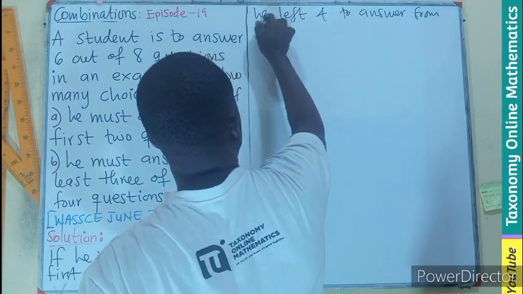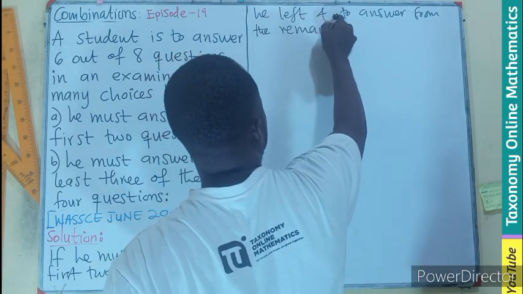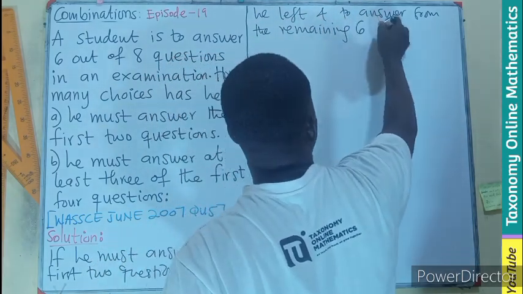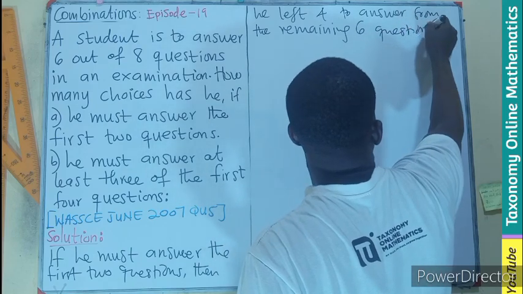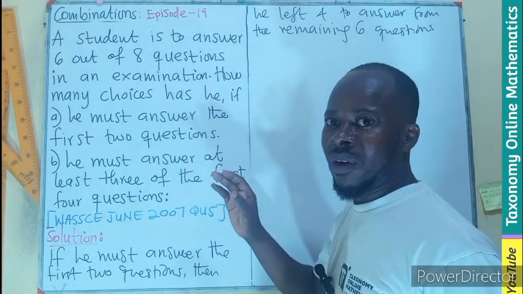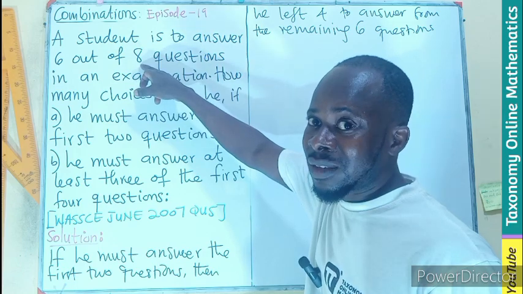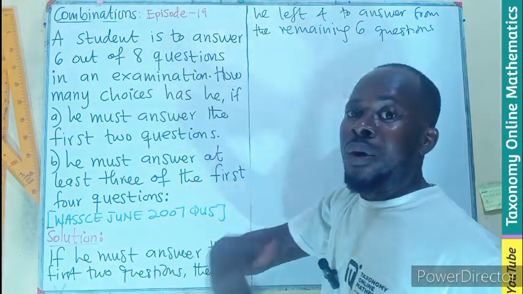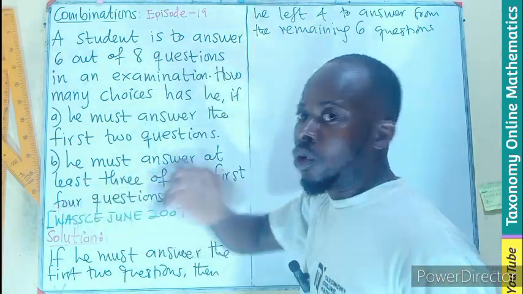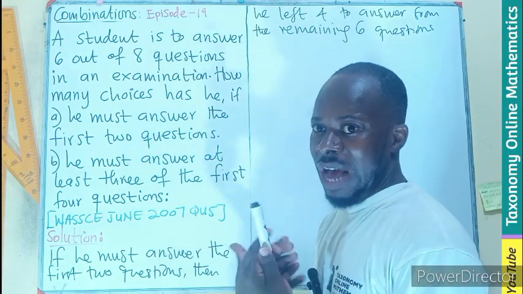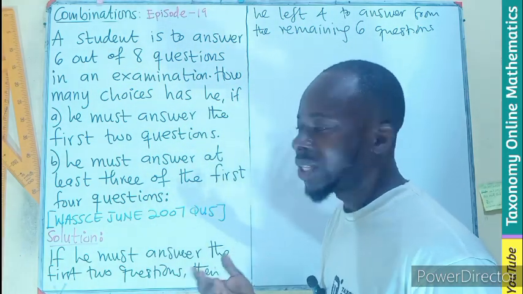from the remaining 6 questions, because 2 questions have been answered already out of the 8. So you're left with what? 6. So in these 6 questions, you are required to select what? 4, not in any particular order. So it means you have chances of selection.